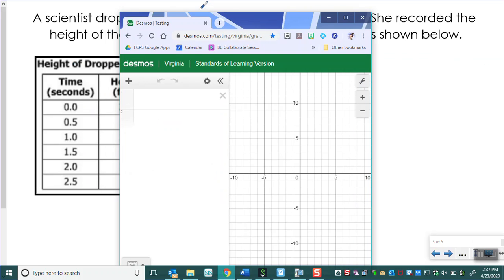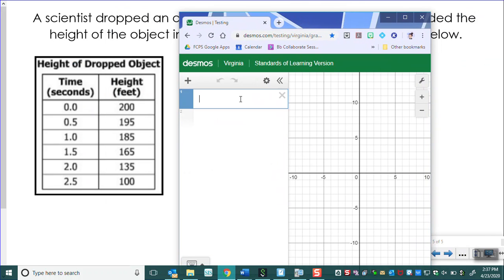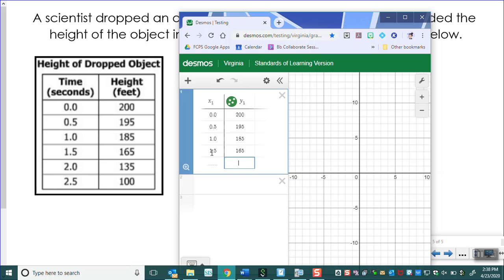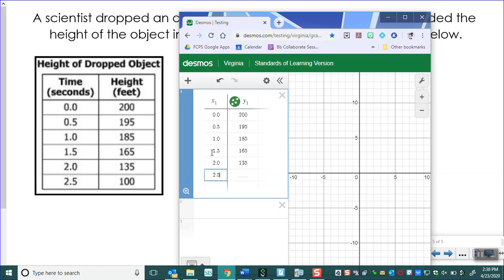So I'm going to open up Desmos here, and we're going to start by creating a table. So again, I can either type the word table, or I can hit the plus sign and then select table, and that'll pull it in. And I'm just going to fill in my data. So we have 0.0 and 200. We have 0.5, 195. We have 1.0, 185, and we can fill in the rest of the data. Got 1.5, 165, 2, and our last one, 2.5, 100.